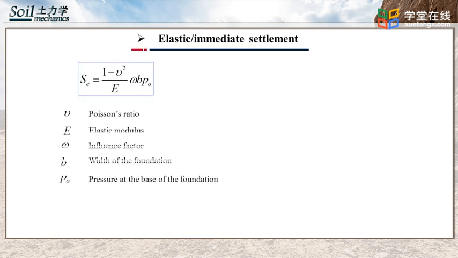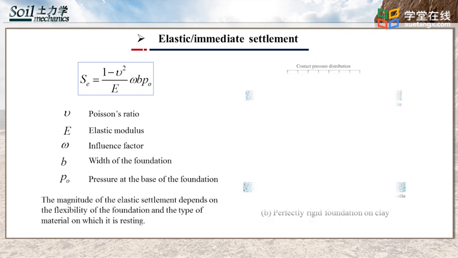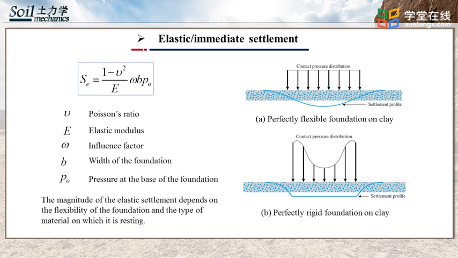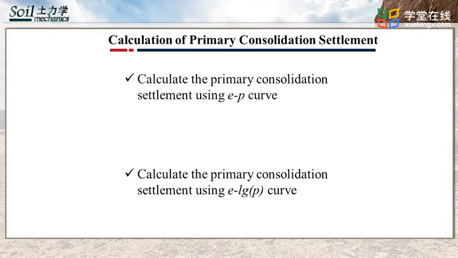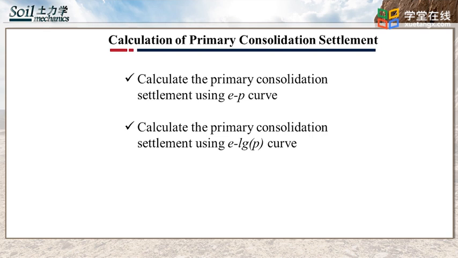The elastic settlement can be estimated using the results from elastic theory. Its magnitude depends on the flexibility of the foundation and the type of material on which it's resting. In engineering practice, the primary consolidation settlement is calculated based on soil compression under the zero lateral strain condition. The one-dimensional method is divided into two types in terms of the coordinate scales picked for the plots of the compression curve. One is the e-p curve method. The other is the e-log p curve method.